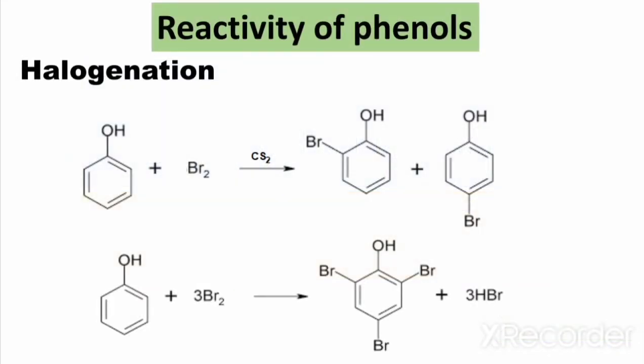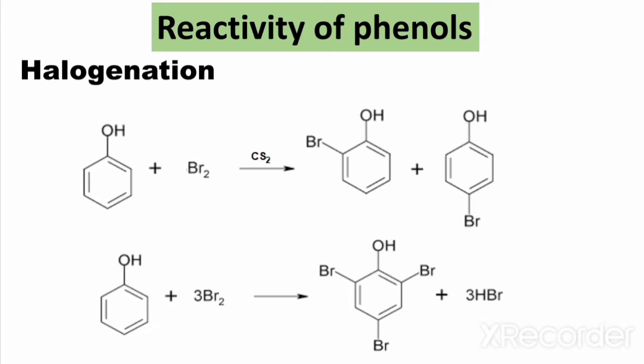In this video, we will learn about the reactions of phenols. Firstly, we will see the reaction between the halogens and the phenols, how they react, and the final product we get. Basically, halogenation means the addition of halogens. Those halogens are fluorine, chlorine, bromine, and iodine.